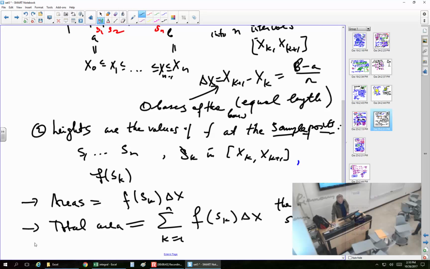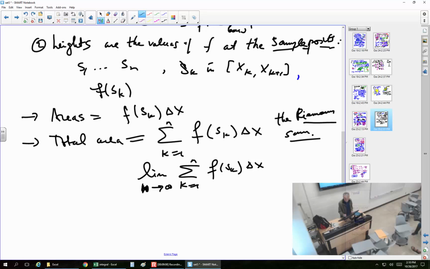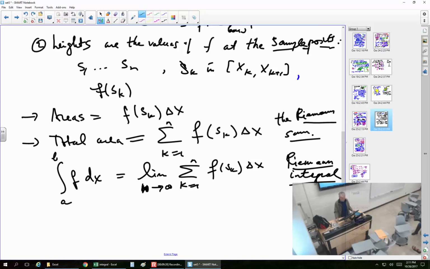Really uncomplicated to make that step from the Riemann sum to the Riemann integral. You take the limit of this: the limit of the sum from k equals 1 to n of f of sk delta x, as n goes to infinity, is the Riemann integral of f dx from a to b. Okay, so the Riemann integral. That's the whole story.